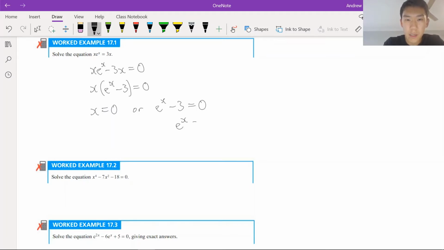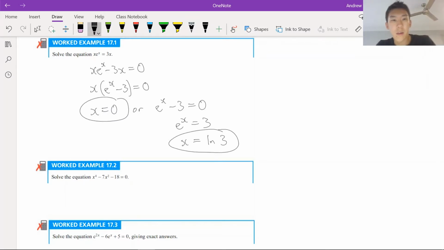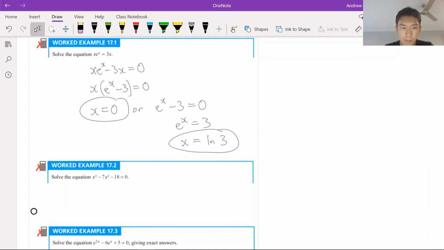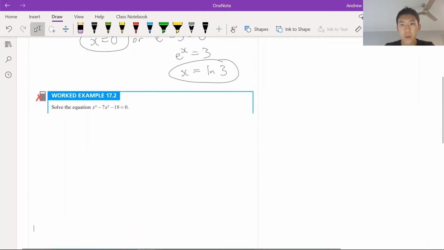So let's solve the second equation, e to the x equals 3. If we ln both sides, x equals ln 3. So our solutions are x equals 0 or x equals ln 3. See how much easier that makes it when we can factorize. Very, very common strategy you can use with a lot of these equations, even if they look more complicated.